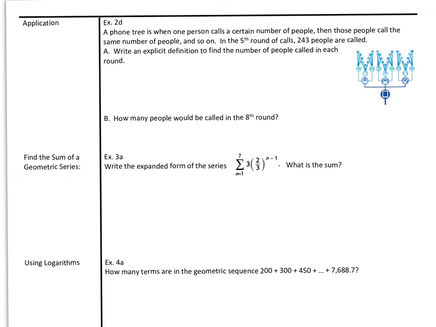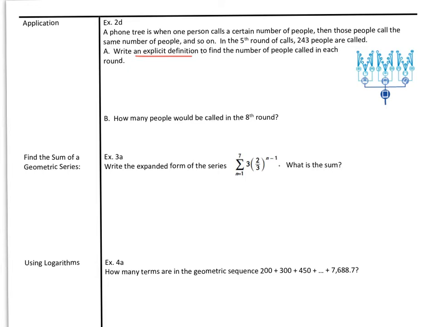Here's a little application. A phone tree is when one person calls a certain number of people. Then those people call the same number of people, and so on. In the fifth round of calls of this particular phone tree, 243 people are called. Write an explicit definition for the number of people called in each round. How many people would be called in the eighth round?